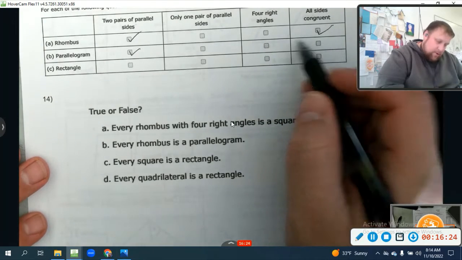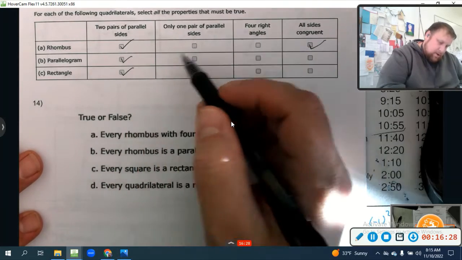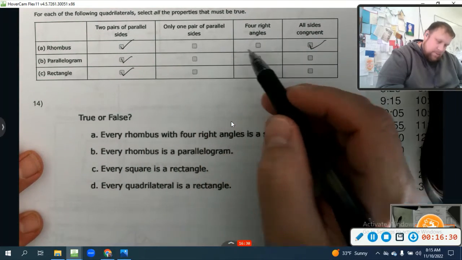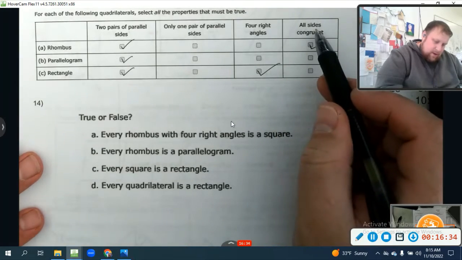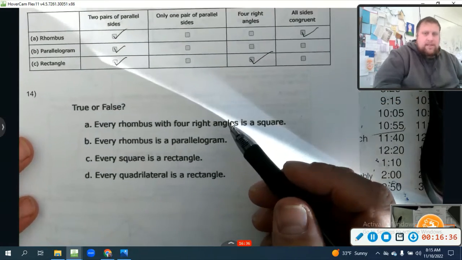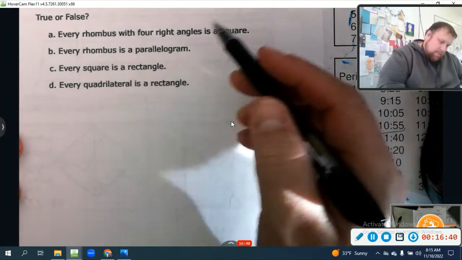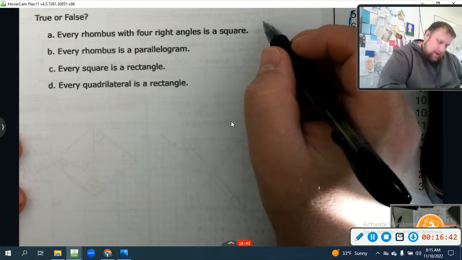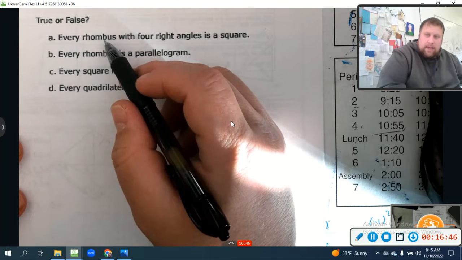A rectangle? A rectangle has two pairs of parallel sides. Again, the one pair of parallel sides doesn't work. Four right angles? That's a yes, but all sides are congruent? Not necessarily unless it's a square. Okay. True or false? Every rhombus with four right angles is a square. Yeah, a rhombus by definition is equilateral. All the sides are equal, and if it has four right angles, it is a square.